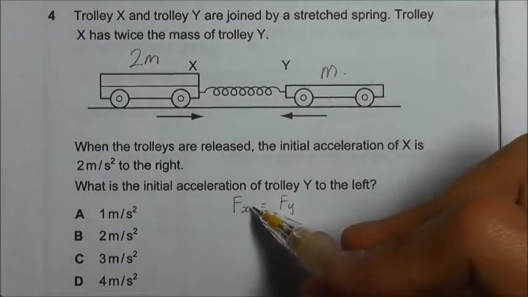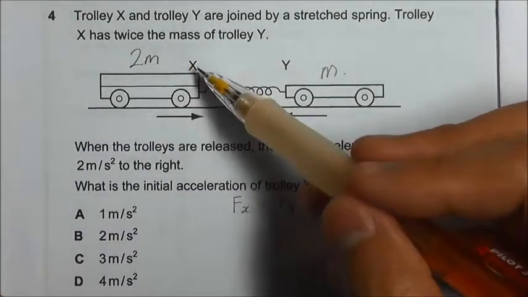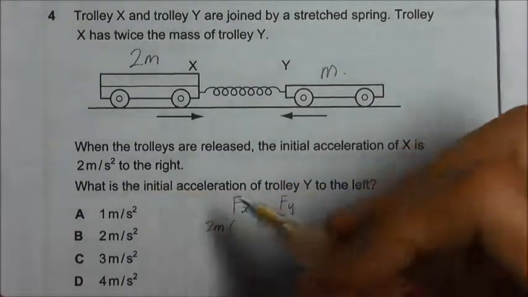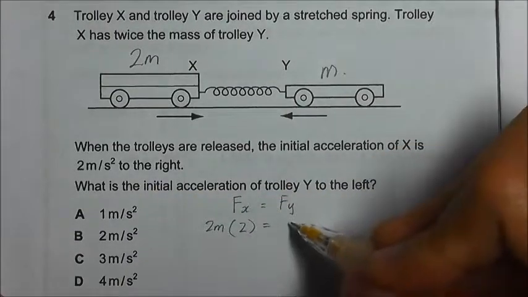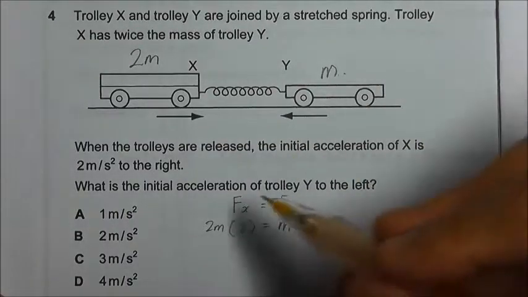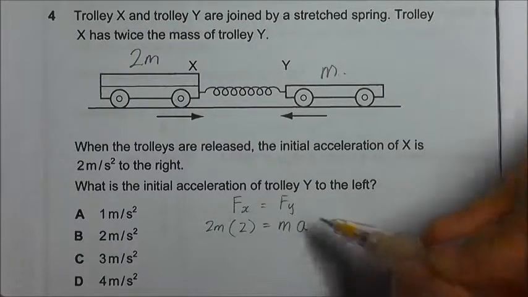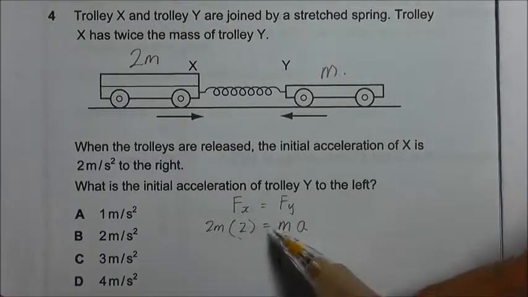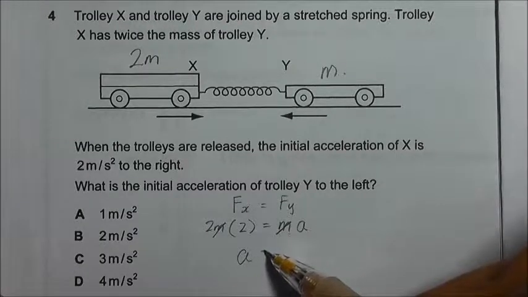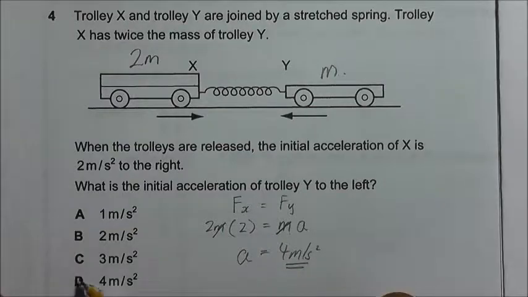The resultant force is equal to mass times acceleration, and the mass of X is 2m and the acceleration of X is 2. And the mass of Y is m, and the initial acceleration of Y we don't know, so we just represent it with a. We have m on both sides, so we can cancel. In this case, we have the acceleration of Y equal to 4 meters per second square. Answer D.